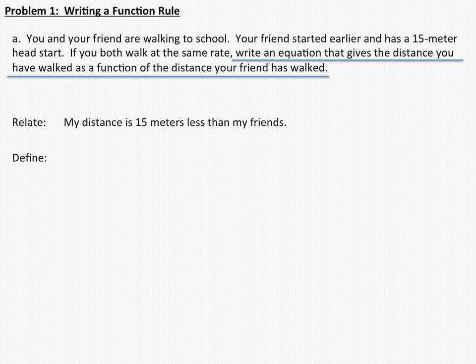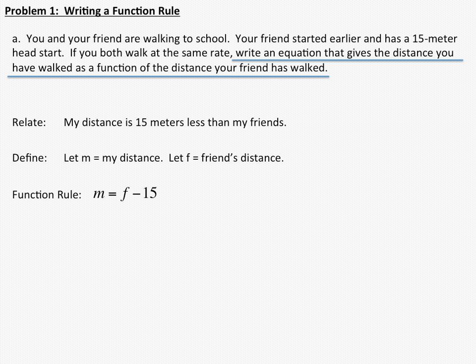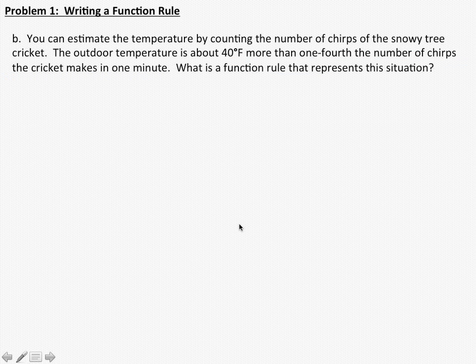So I just need to define some variables. I'm going to let m equal my distance, and I'm going to let f equal my friend's distance. So if I wanted to write a rule, well, I know that my distance is 15 meters less than my friend's. So my distance equals my friend's distance minus 15. Alright? Pretty basic.